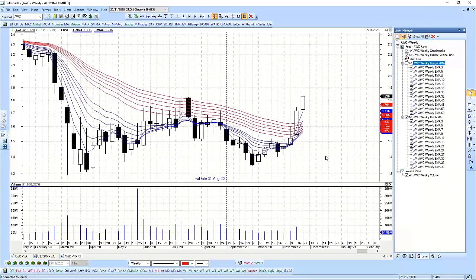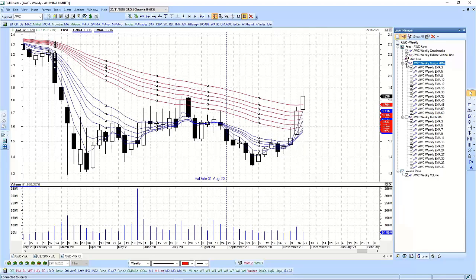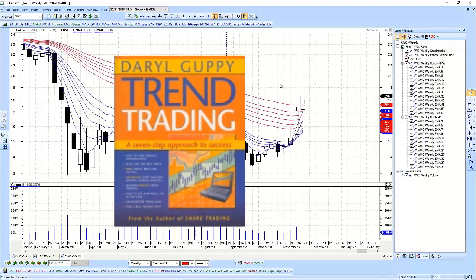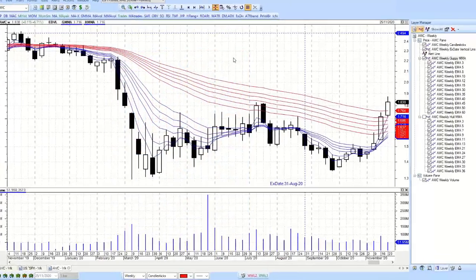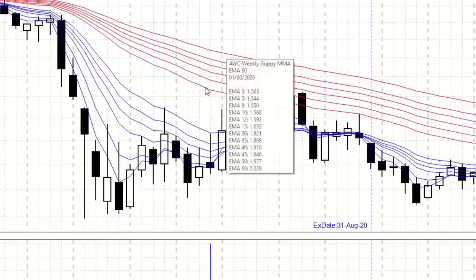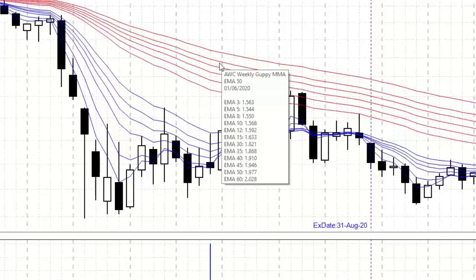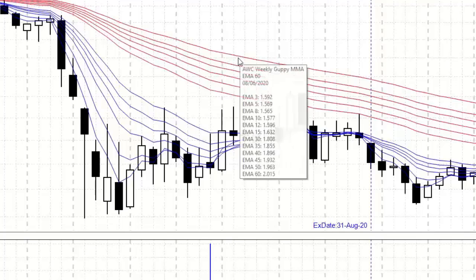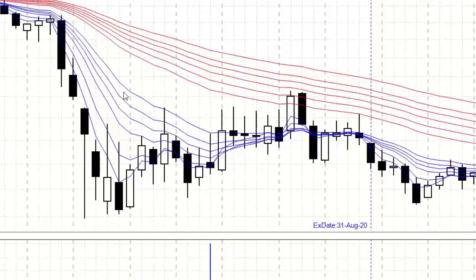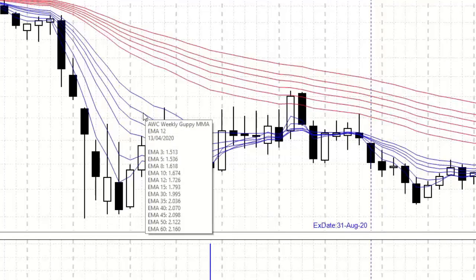And for those who know how to interpret them, and the key thing about the Guppy multiple moving averages, it looks as though that's similar to Alan Hull's. The key thing about reading this, for those of you who have read Darryl Guppy's book, Trend Trading, it's explained in there and probably in one or two of his other books. Darryl Guppy talks about the group of 6 red moving averages as being representative of the opinions or the views of the longer term investors in the market, whereas the 6 blue moving averages represent the views of the shorter term traders.